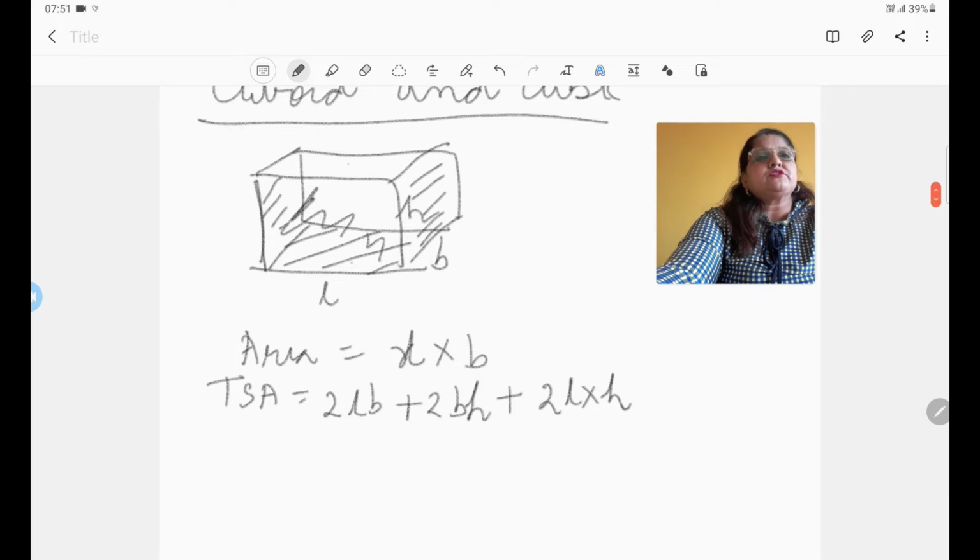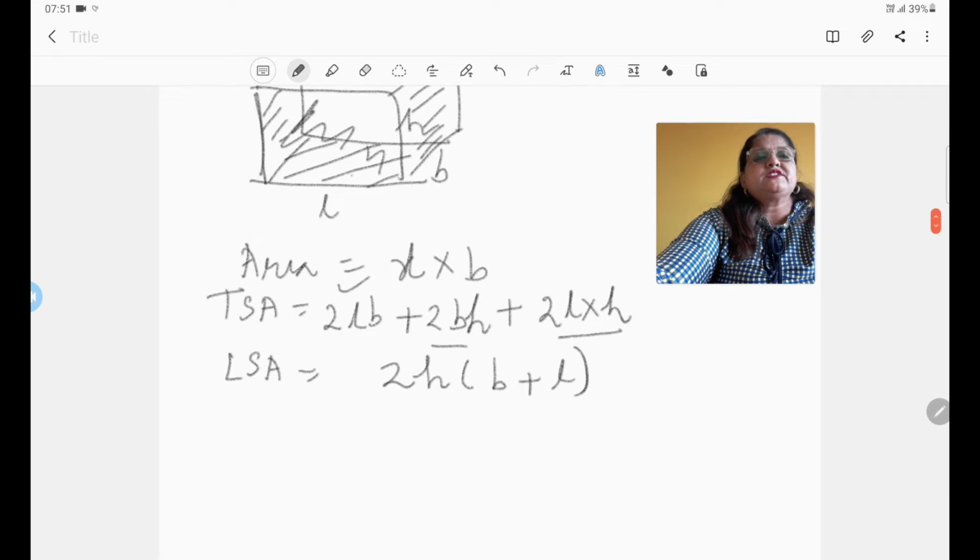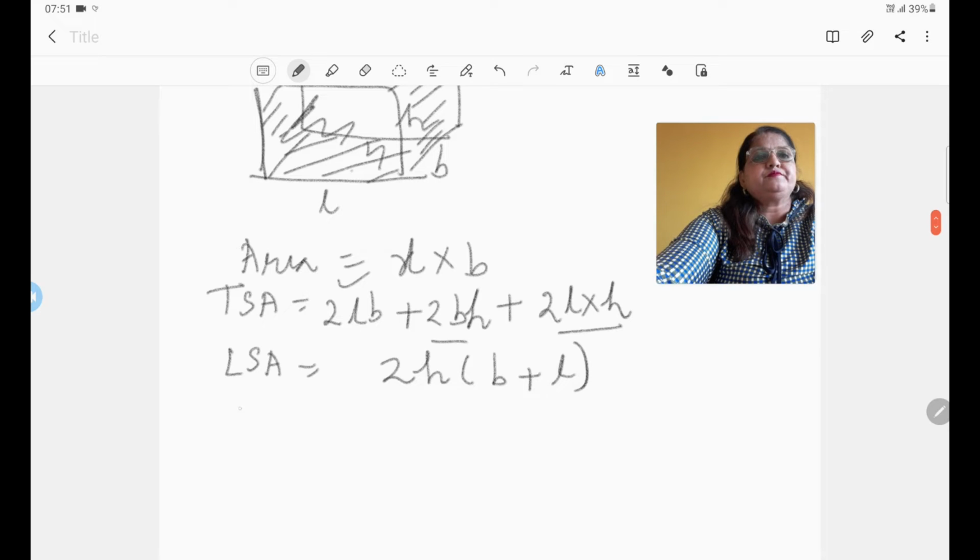When we leave out the top and the bottom of the object, that's called lateral surface area. So for lateral surface area, top and bottom you have to leave out. That means this term you have to leave out, and these two you have to take. So what do we get? 2H comes out common, B plus L. As simple as that. You don't need to sit and mug up. If you understand, you can do it simply by applying concepts. So that's the formula for the total surface area and lateral surface area of a cuboid.